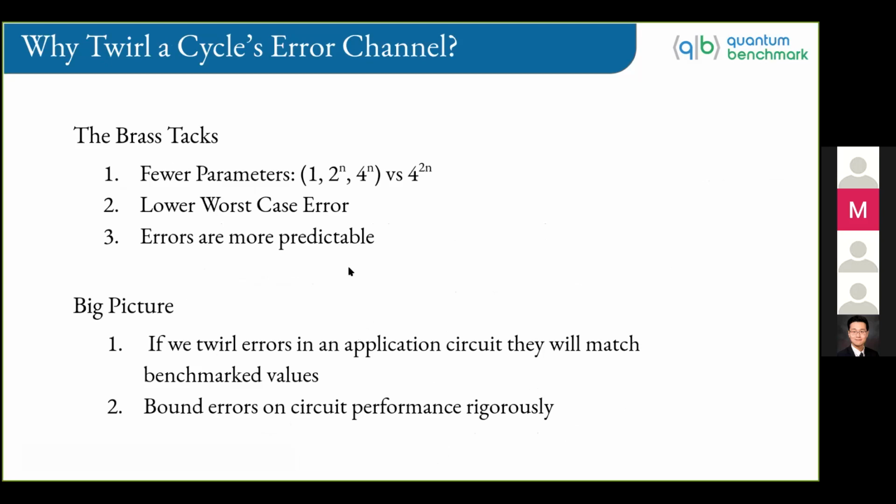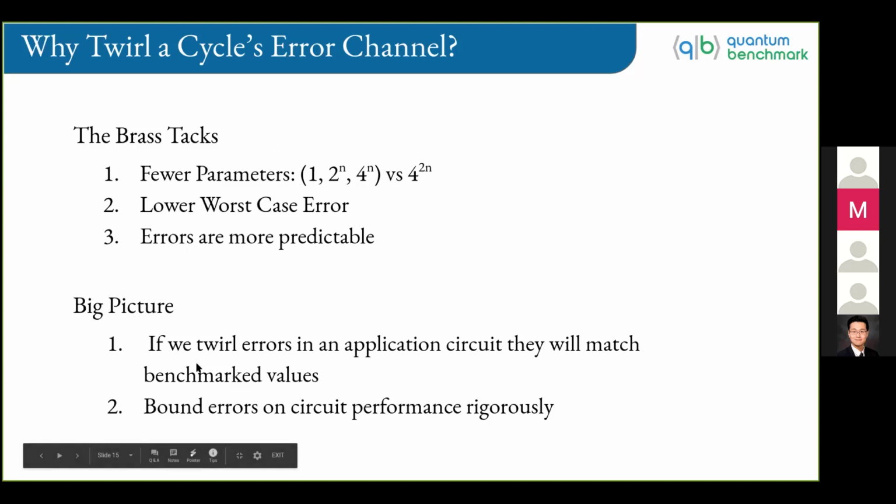So now I've gone over some preliminaries, and I'll talk a little bit about why we want to twirl. As I mentioned before, it introduces fewer parameters, 1 or 2 to the n or 4 to the n versus 4 to the 2n. And of course, 4 to the n, is it really that much better than 4 to the 2n? Maybe. But really importantly, it has a lower worst case error, which I'll show you in one sec. And the errors are more predictable, which I'll also get into.